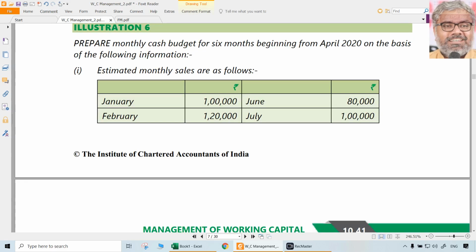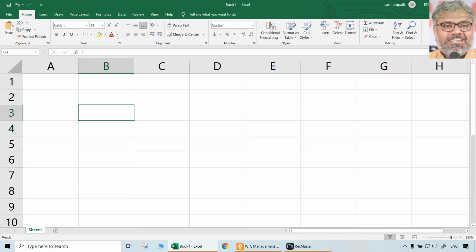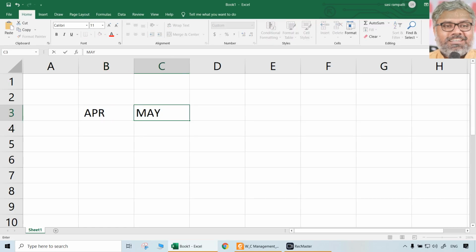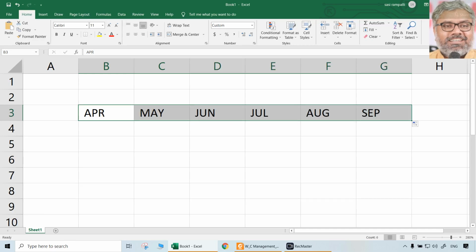So let us prepare this cash budget from the information. Prepare monthly cash budget for 6 months beginning from April 2020 on the basis of the following information. So from April onwards, 6 months cash budget is asked here. So first thing first, 6 months will be what? April, May, June, July, August, September. 6 months.